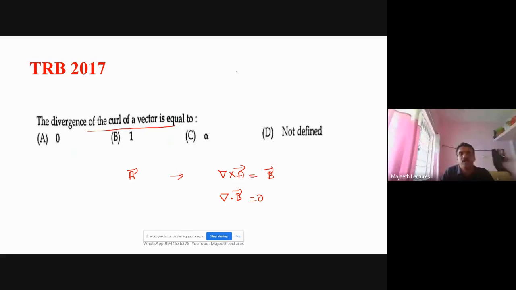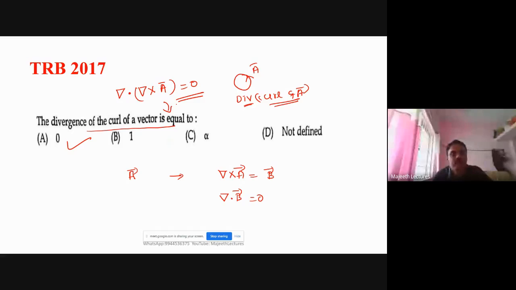Why? You see, curl means rotation. Divergence of curl of some vector A. This is a vector A, and it is rotating. Curl of A means rotation of A. Whether this will diverge? Something which is rotating will spread, it never spreads. So the answer is 0. In mathematics, how can you write it? Del dot means divergence. Divergence of curl of a vector: del dot del cross A. That is equal to 0. That is the meaning of this statement.